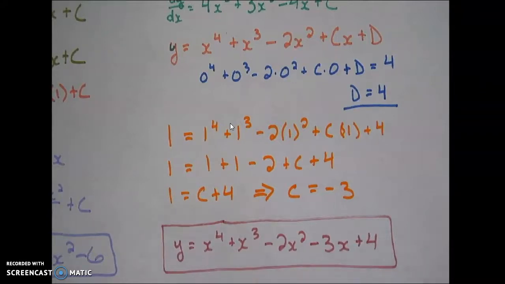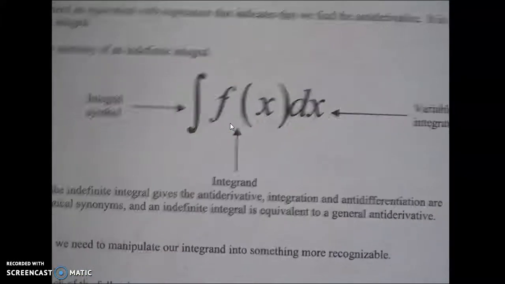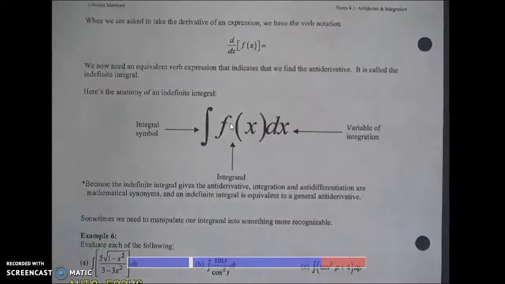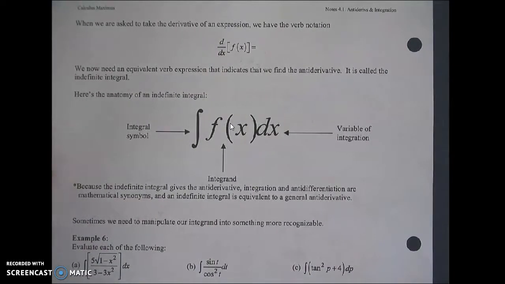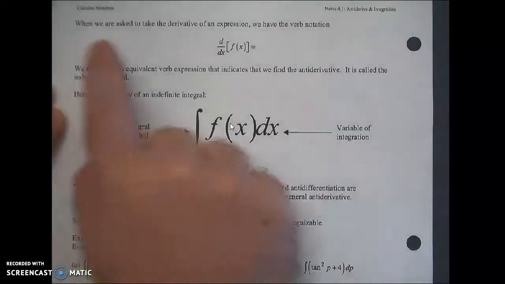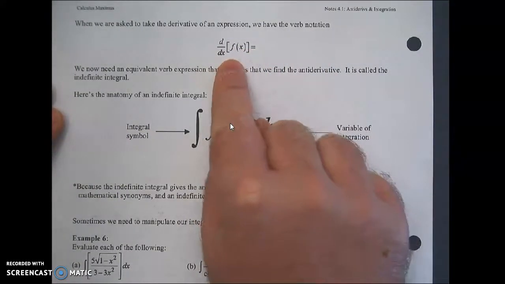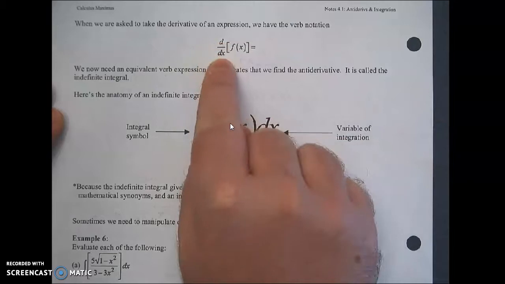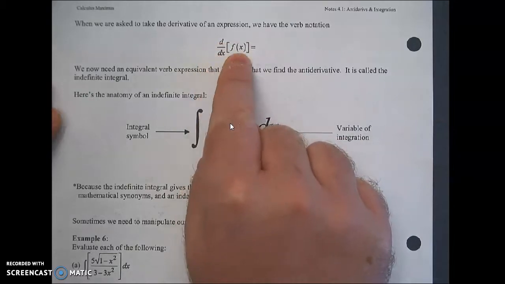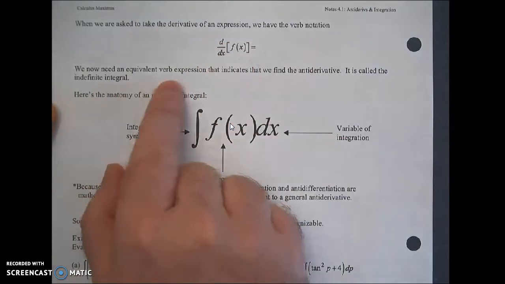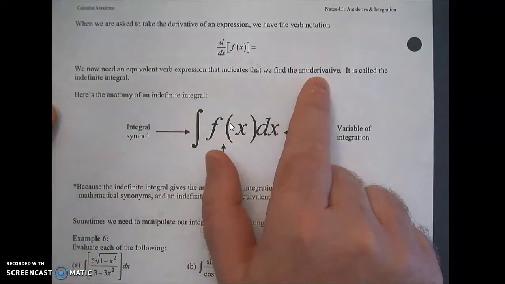Okay, so those are the antiderivatives. Now, let's get a little bit more technical. We don't call it the antiderivative anymore. We're going to call this thing the integral. When we are asked to take the derivative of an expression, we have this notation that says d dx. That means the derivative of this thing. So now we need an equivalent that talks about the antiderivative.